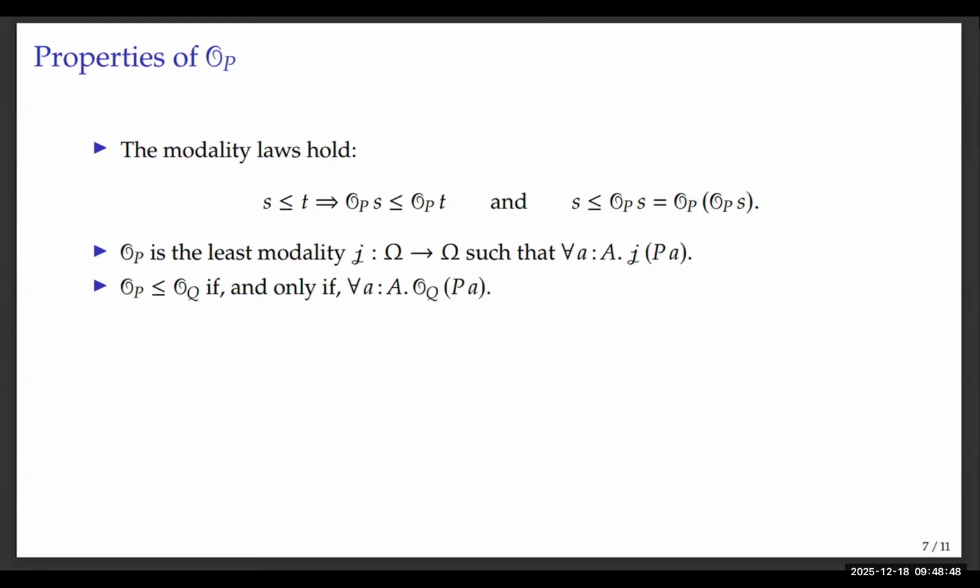Okay, thank you. So because we know that OP is the least operator which forces a given predicate, then you get an easy formula to check when is one of these modalities below another one, which just means in the pointwise order.